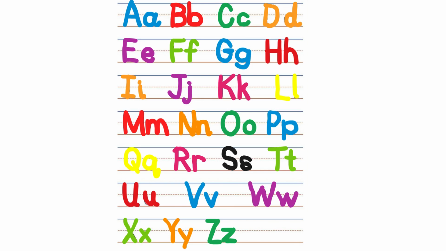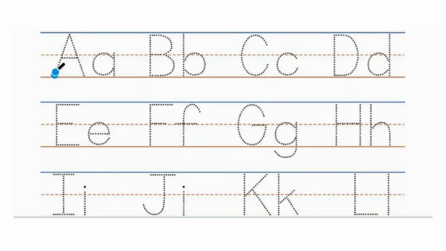Hello friends! Today let's practice writing both uppercase and lowercase alphabets. Uppercase means capital alphabets and lowercase is small alphabet. Okay, let's get started. Let's write capital letter A and small letter a first.